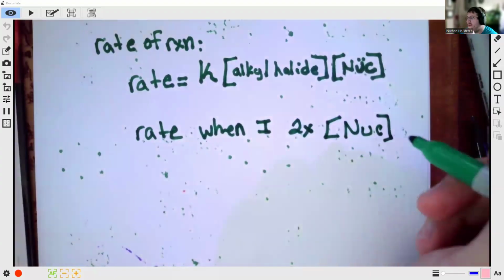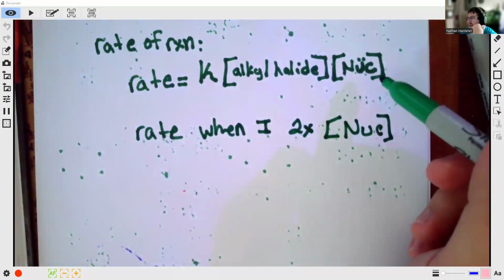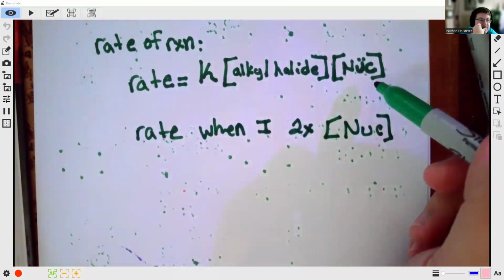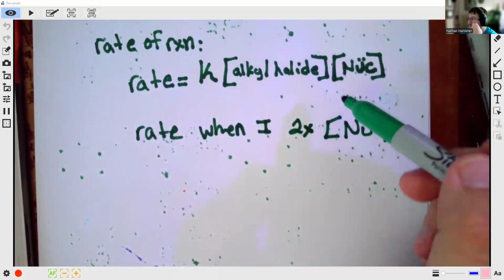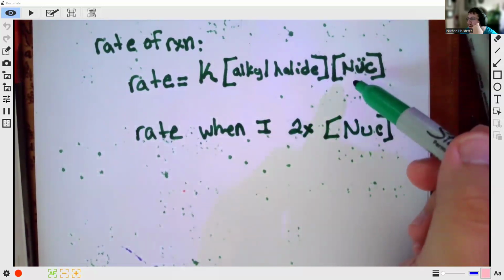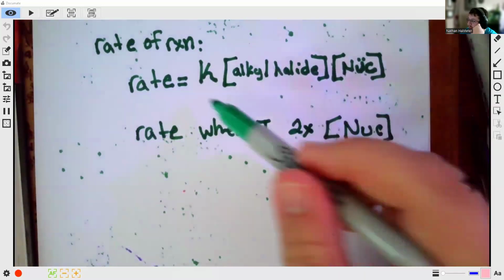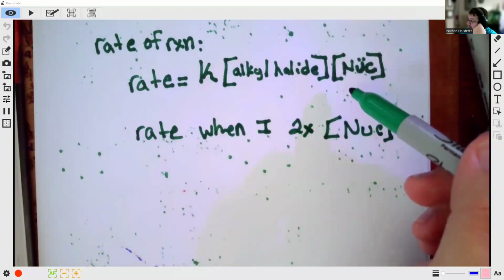Give me a second to think about that. If we look at it mathematically, go ahead, pause. If we look at it mathematically, what's going to happen? Well, we're just taking this, multiplying it by 2. That's going to make this double. Everything else is just multiplication. So it's going to double the rate.